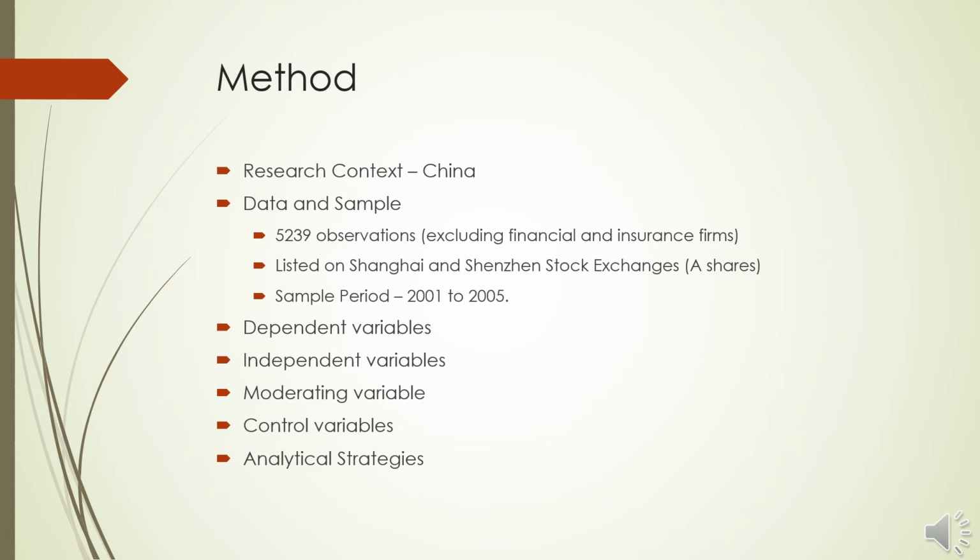The authors have conducted a study of 5,239 Chinese companies, excluding financial and insurance firms. All of these companies are listed in the Chinese stock market. The data like wage, population, GDP, and FDI are taken from China statistical yearbooks between 2001 and 2005. The variables are categorically divided into four segments like dependent, independent, moderating, and control. So these variables are used to perform the regression modeling to test the hypothesis.